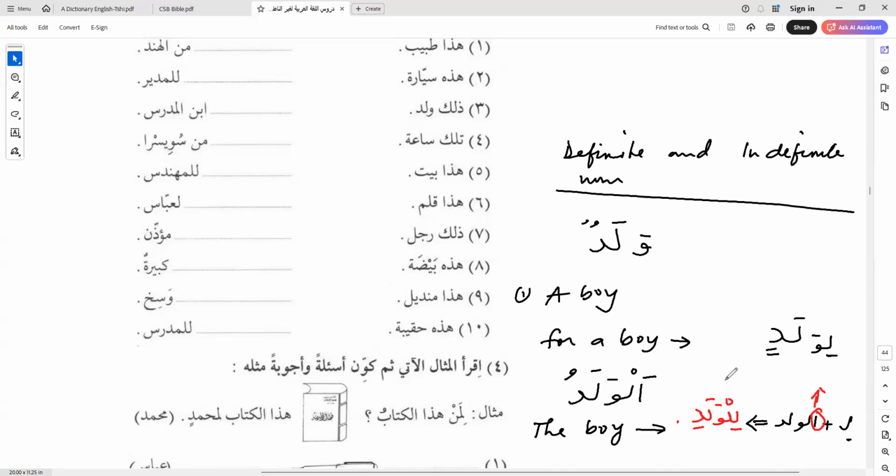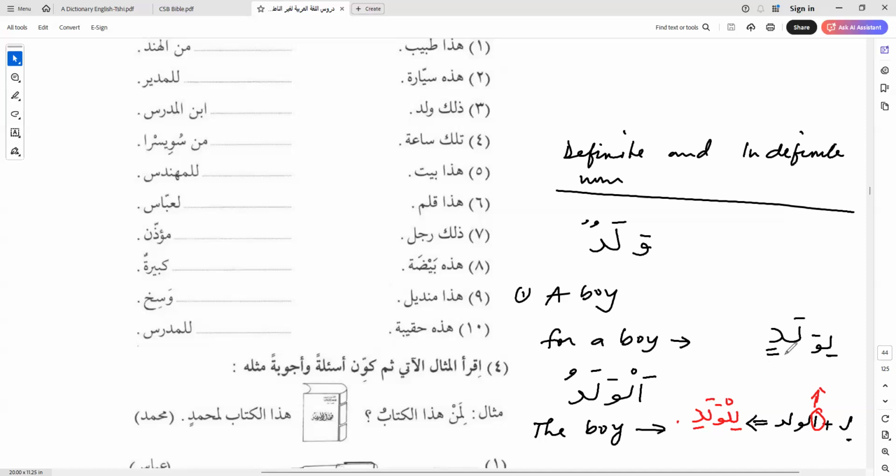So here in the end, you're going to have two lams, and then you write the li into the other lam. Then you're going to have lil waladi. Don't forget the vowel at the end. Lil waladi. It's no more lil waladu. You have to say lil waladi.